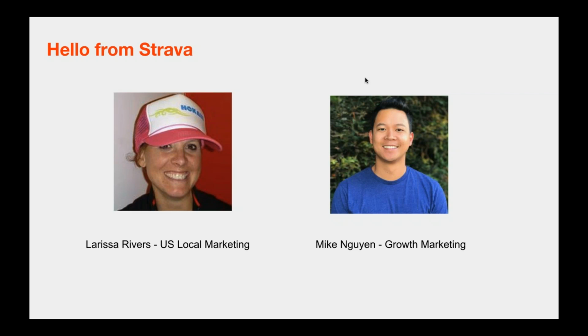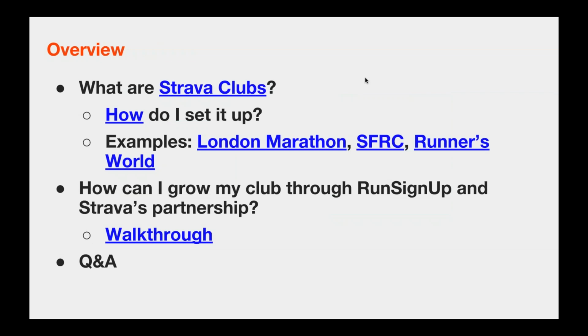So the presentation we have today isn't super deck heavy, because I think the best way to explain how to do a lot of the things that we're going to talk about is just to show you guys. So a quick overview of what we're going to talk about: one, for those who aren't familiar, what are Strava clubs? How do they work? How do I set it up? And then what I think would be really useful for you guys is, what are some cool examples of clubs in our ecosystem that have been leveraging it to really expand the user participation past race day?